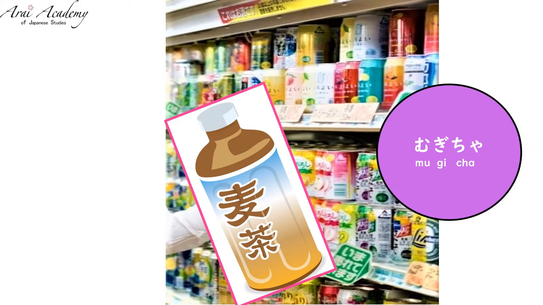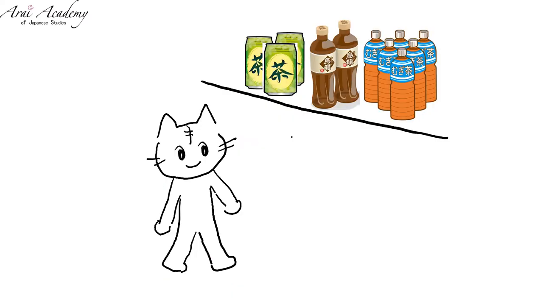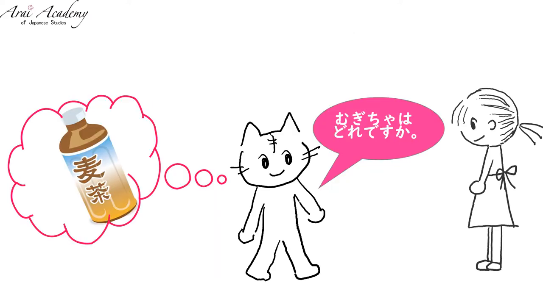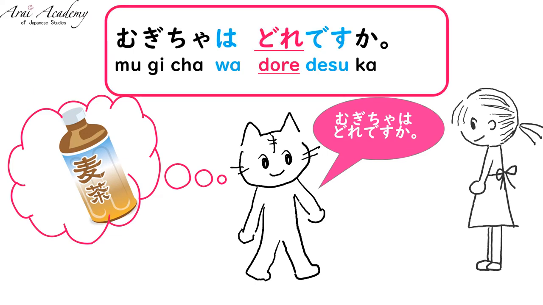Now you're looking for mugicha because you heard it's a summer drink and good for your health. Oh, there are many teas. Can you recognize mugicha? Let's ask the staff. すみません. Say, 麦茶はどれですか? どれ means which one. Repeat after me.